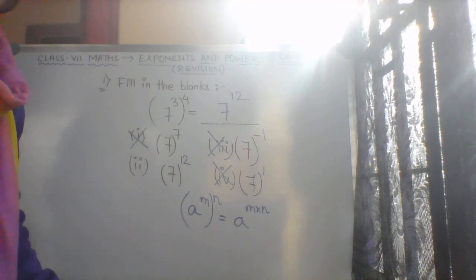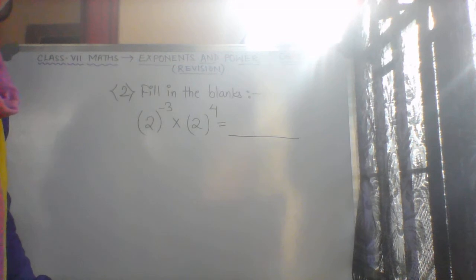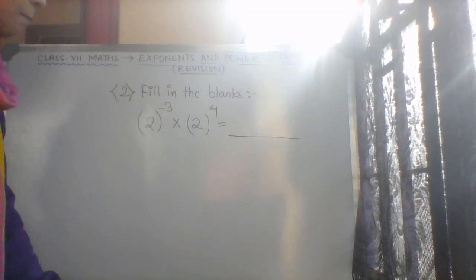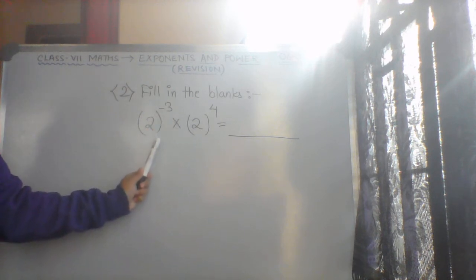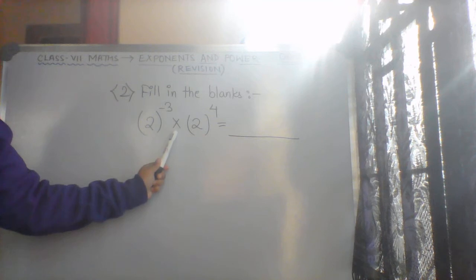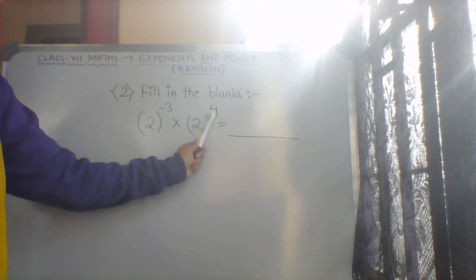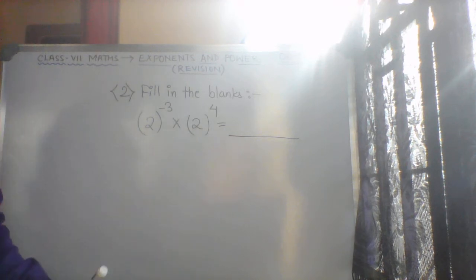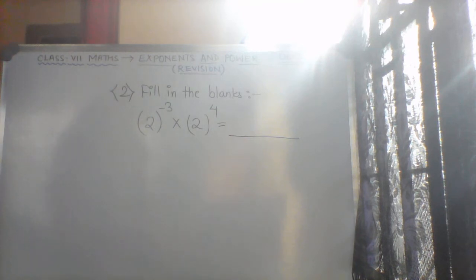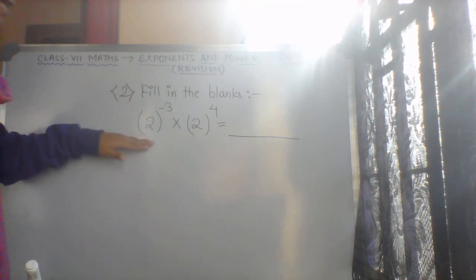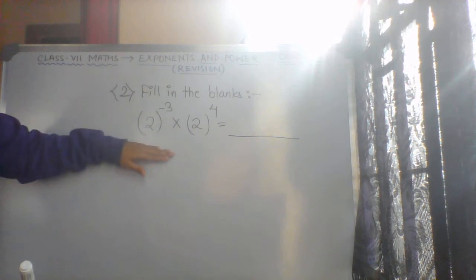Okay, moving on to the next question. Yes, now second question. Here also you have to fill that blank. It is given 2 to the power minus 3 multiplied by 2 to the power 4. So what will be that? Just recall what you have learned about the laws of exponent. In which form it is written?